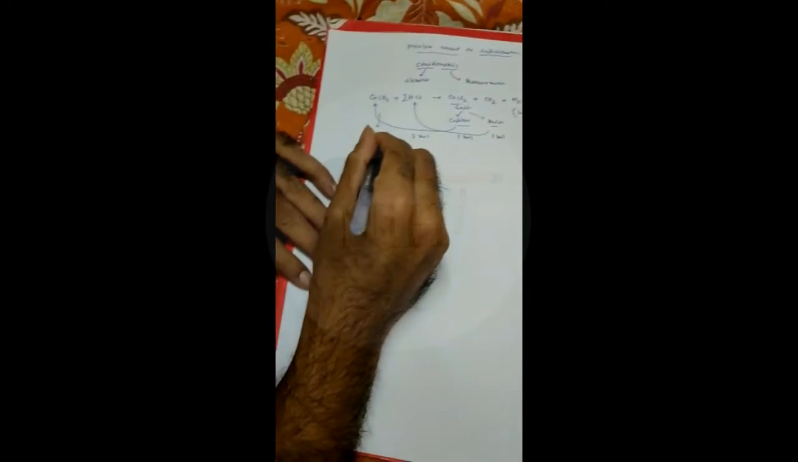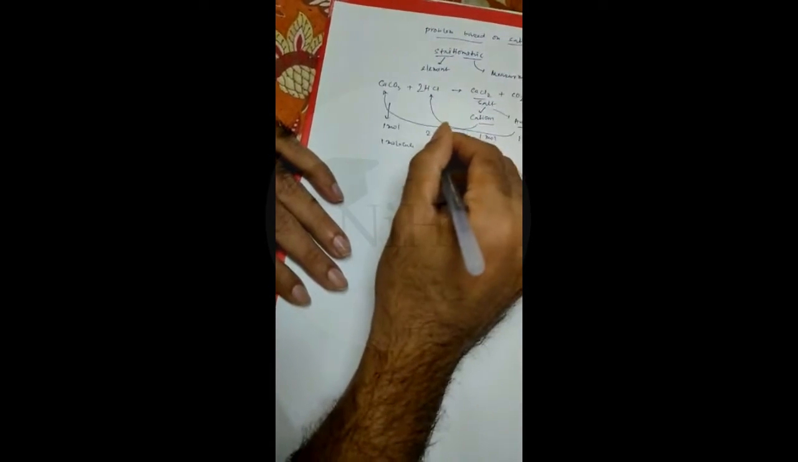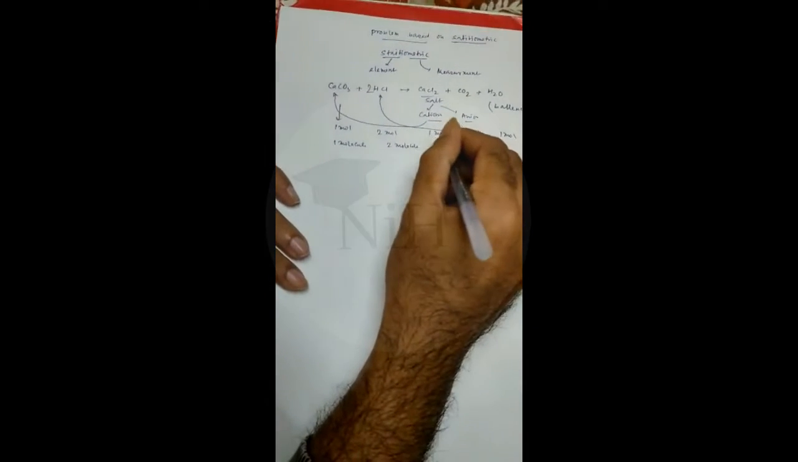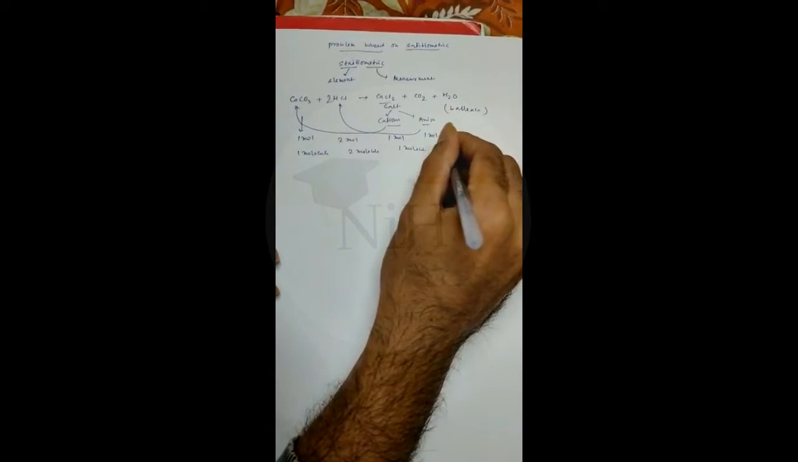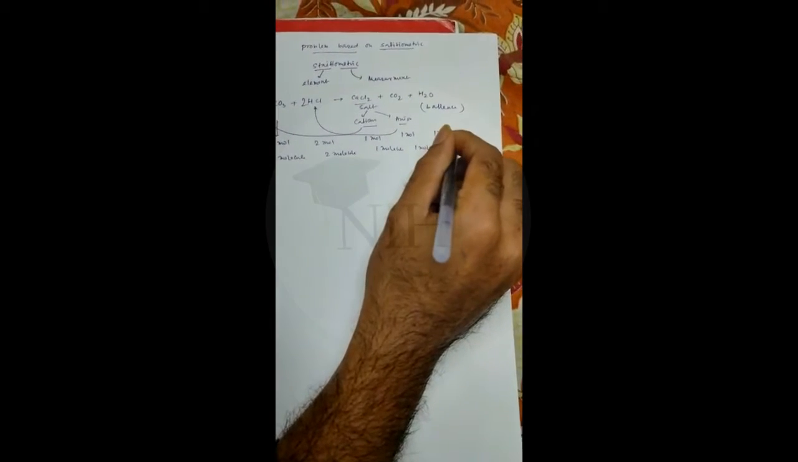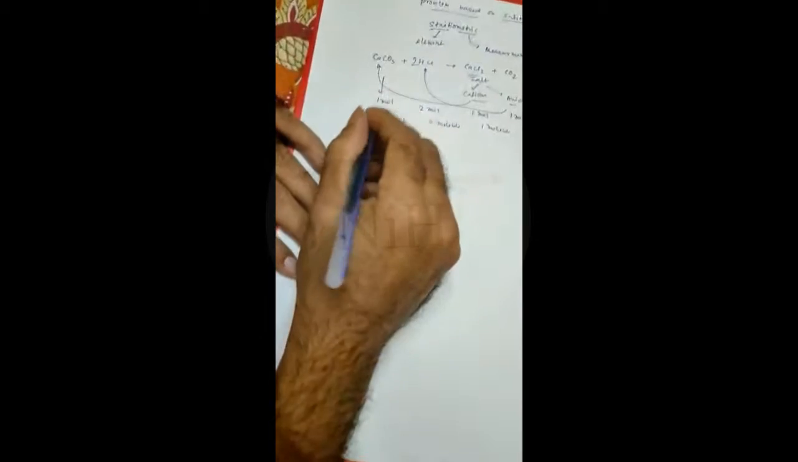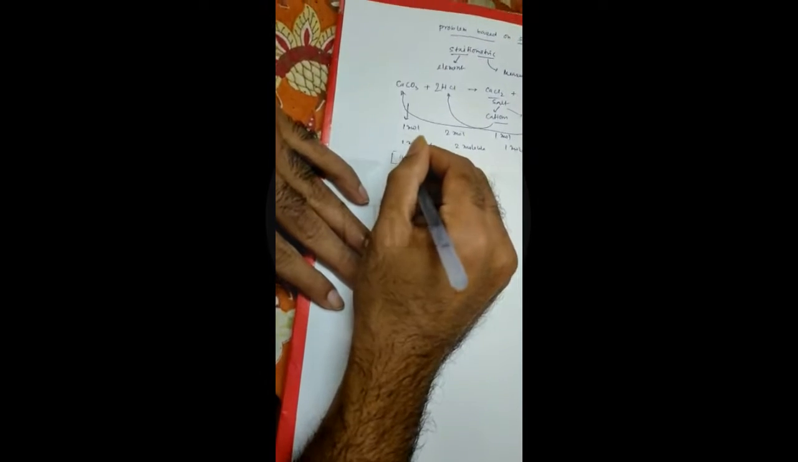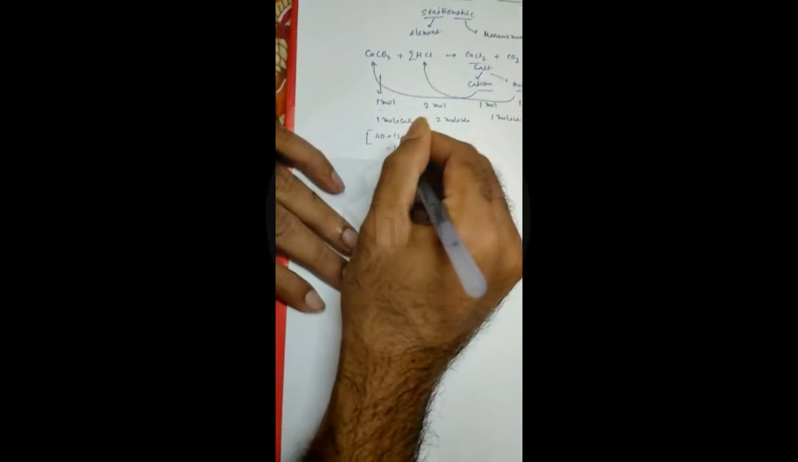Or we can say 1 molecule of calcium carbonate reacting with 2 molecules of hydrochloric acid forming 1 molecule of calcium chloride, 1 molecule of carbon dioxide and 1 molecule of water. Or we can say as it is 1 mole, we know the molar mass of calcium carbonate. What is the molar mass of calcium carbonate? Say calcium is 40, carbon is 12, 3 into 16, so 100 grams.